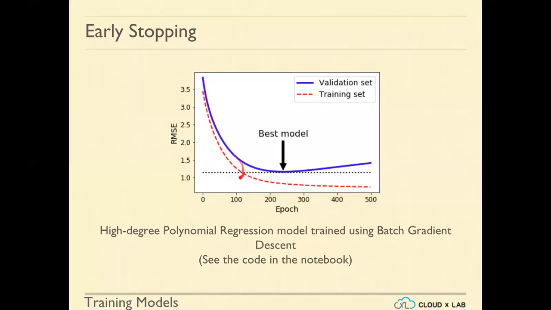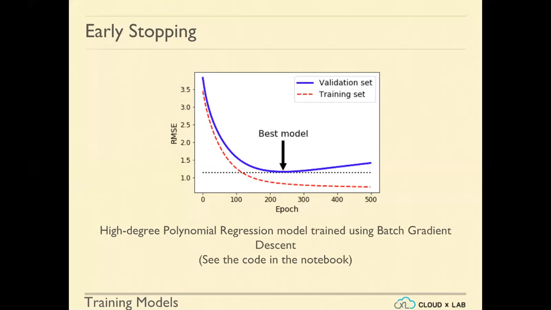As more and more iterations keep on going, we keep on optimizing thetas, that might reduce the error on the training set, but it is increasing the error in the validation set. So epoch is the number of iterations. Epoch is basically if you have n number of iterations, we call that an epoch.